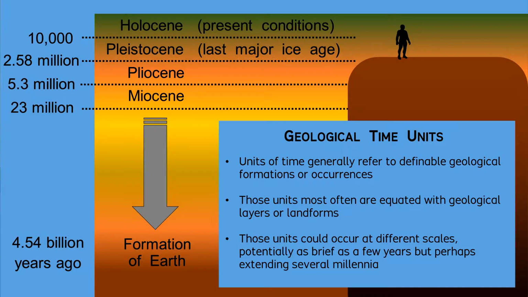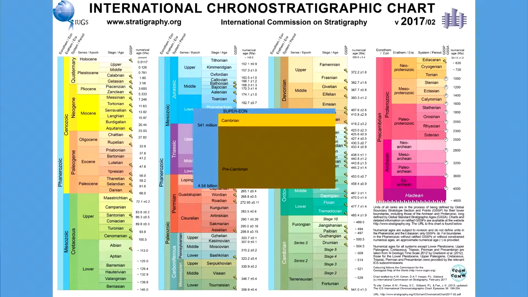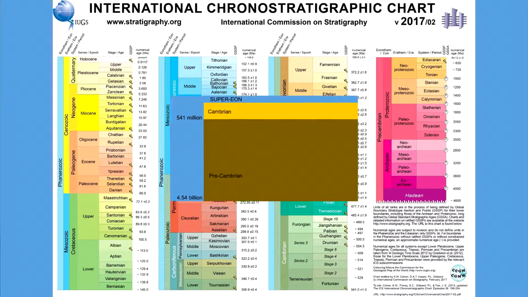Geological time units refer to physical occurrences of certain rock formations, fossils, and other indicators of their time range. They can be ordered in a chronological sequence, and they can be distinguished at different scales. The International Commission on Stratigraphy provides a standard reference. The largest time unit is a super-eon, and currently only 2 have been identified.